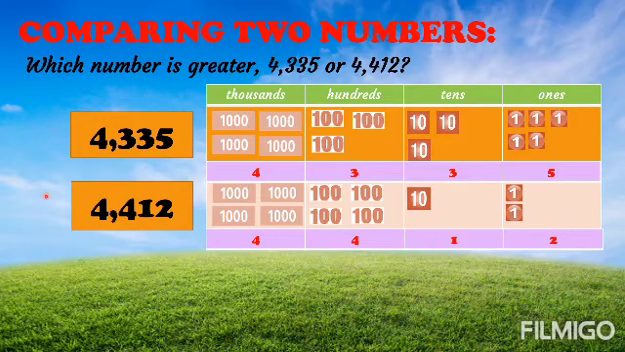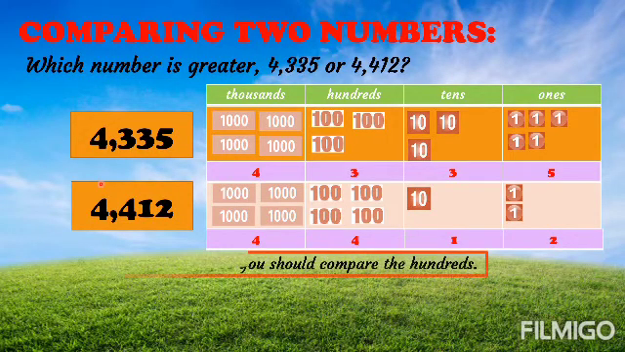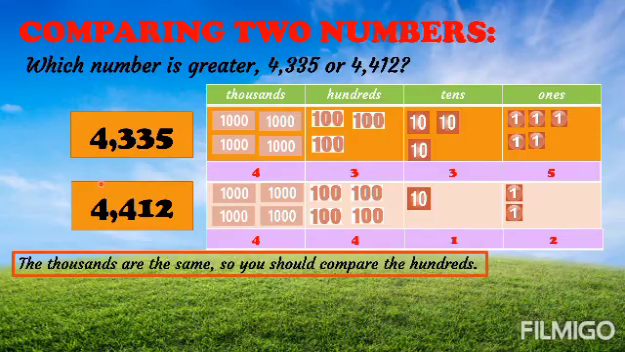These two numbers have the same four thousands, or they have the same numbers in the thousands place. As you see also in the pictures, both of them have 4,000. So 4,000 and 4,000. So look at this, 4, 4. When they are the same, what will we do? Let us continue. So the thousands are the same. So you should compare the hundreds.